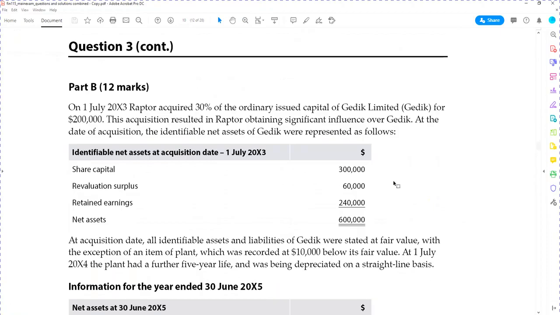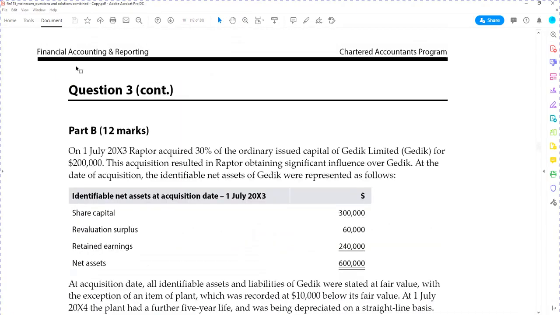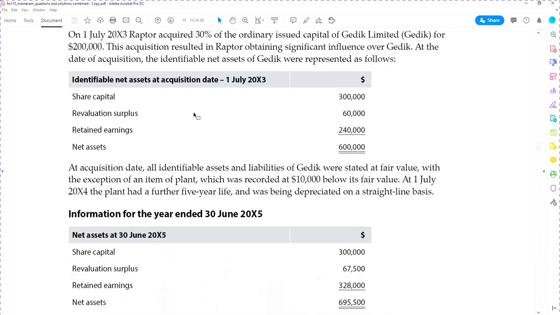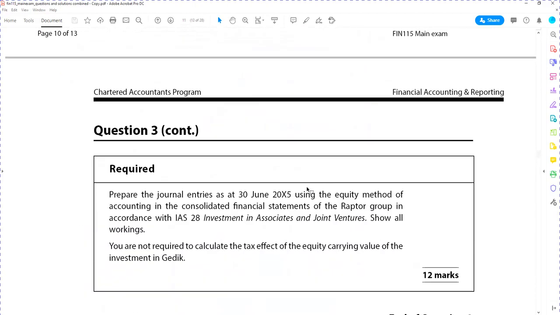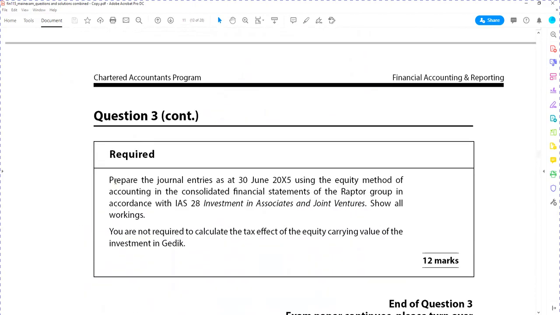Okay, so that was pretty straightforward so far. Let's have a look at part B to question 3. Again, I'm just going to skip ahead and look at this. Prepare the journal entries using the equity method of accounting and the consolidated financial statements of the Raptor Group in accordance with investment in associates and joint ventures.